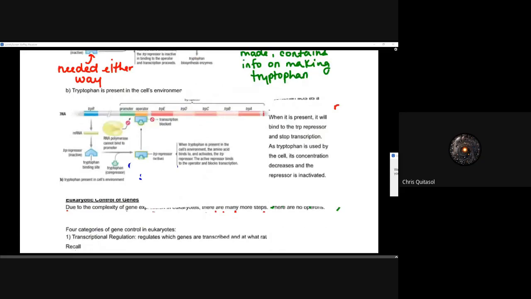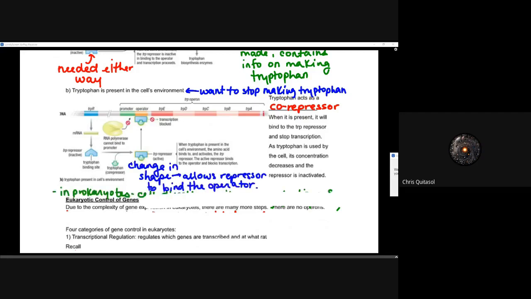If it's present in the cell environment, we don't want to make tryptophan. We want to stop, in fact, making tryptophan. So that tryptophan will act as a co-repressor. The reason I say it acts as a co-repressor is that it will bind to that trp repressor and stop transcription. But as tryptophan is used by the cell, the concentration will decrease, and then that repressor will be inactive. So you need the presence of both the trp repressor as well as tryptophan to work as what's called a co-repressor. In conjunction, the two of them work together to repress that reaction.